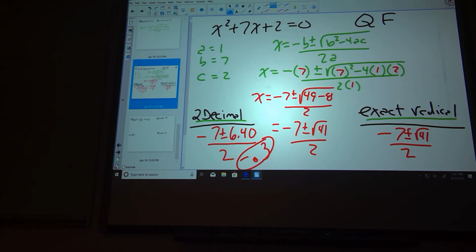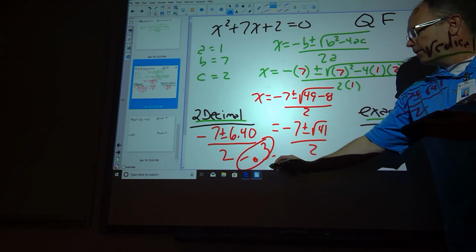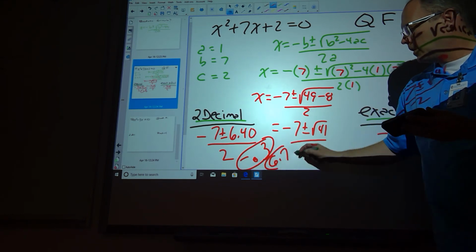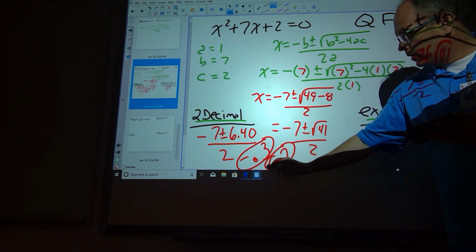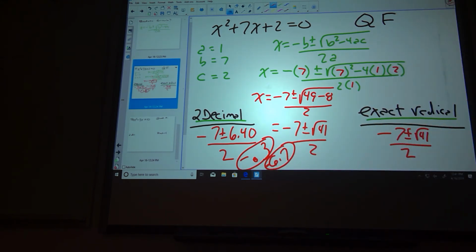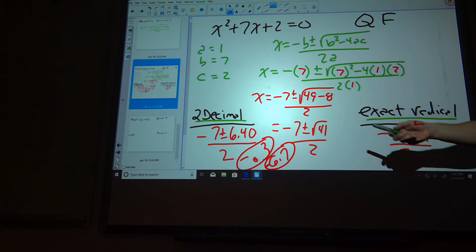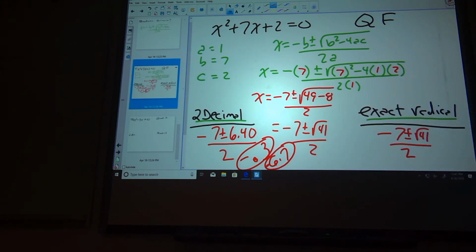6.7. There's my two answers. And that's negative as well. Cool. So I'll either ask for the exact radical, and we'll identify that on the test, or the 2 decimal. And again, please have your own calculator.